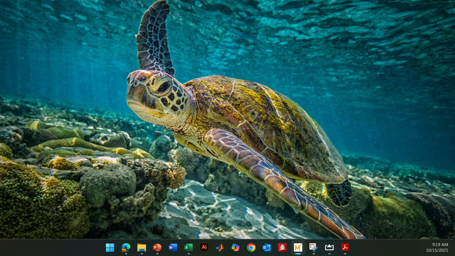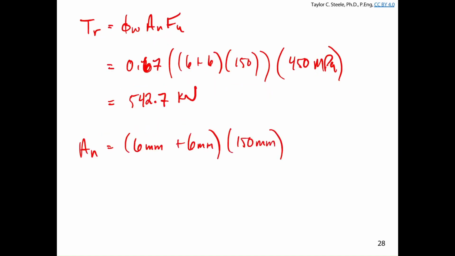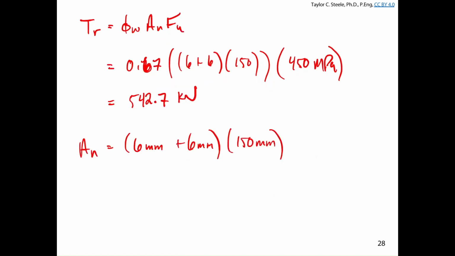Did I lose my screen there? Oops, I used the wrong value there, 350. 897, I'll call it 898 kilonewtons. So we end up with 898 kilonewtons. The strength of the actual welded joint isn't exceeding the gross section yielding strength. And so the strength of our welded joint, therefore, is the, I would say, 500-something, the effective fused area of that face.